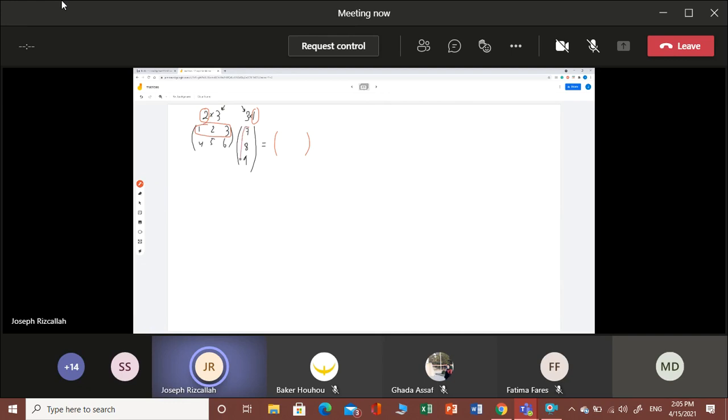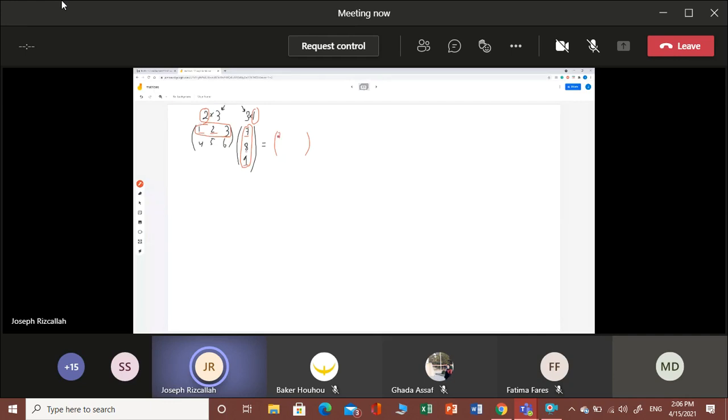So what does it mean to pair it? It means you take the 1, you multiply it by the 7. Then you take the 2, you multiply it by the 8. Then the 3, you multiply it by the 9. And you add all these numbers, okay?